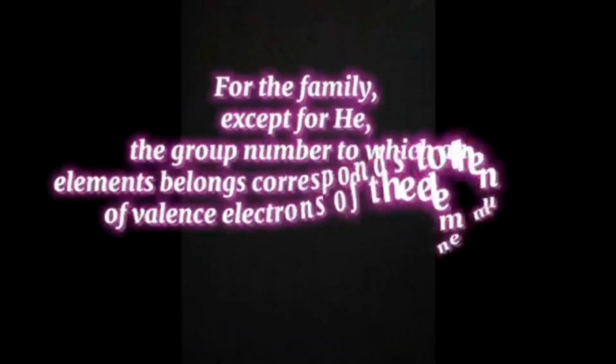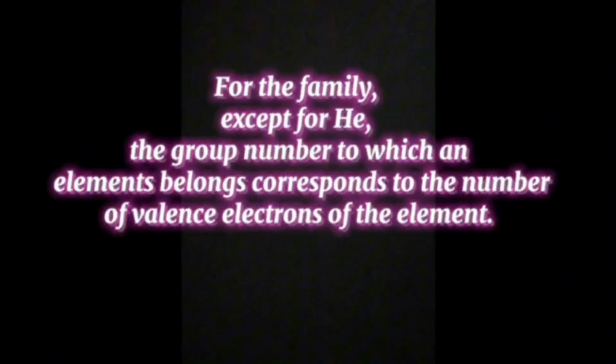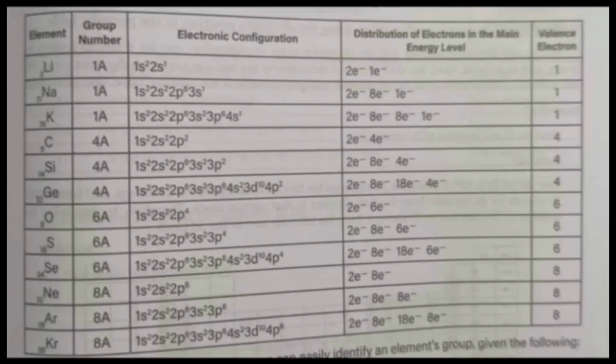Electronic configuration equals group number. So this is the sample table. In terms of electronic configuration, we can easily identify an element's group in the following way. First, we identify the electronic configuration. This is a method to find group, period, block, and valence.